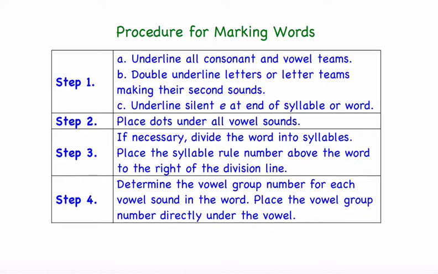If you have a letter representing its second sound or a letter team, double underline that letter or letter team, and then a silent E in the word would require a line under it to indicate it's silent. Then we identify the vowel sounds in the word by placing dots under the vowel sounds. That's step 2. If we have 2 vowel sounds or more in a word, we divide the word into syllables and apply the appropriate syllable rule number. And then finally, we associate a vowel group number with each of the vowels in each of the syllables within the word.